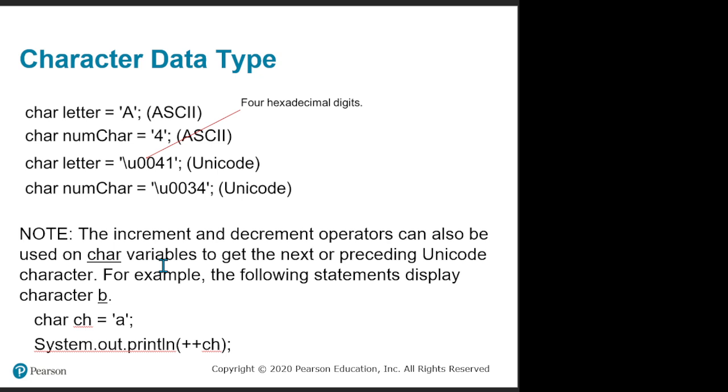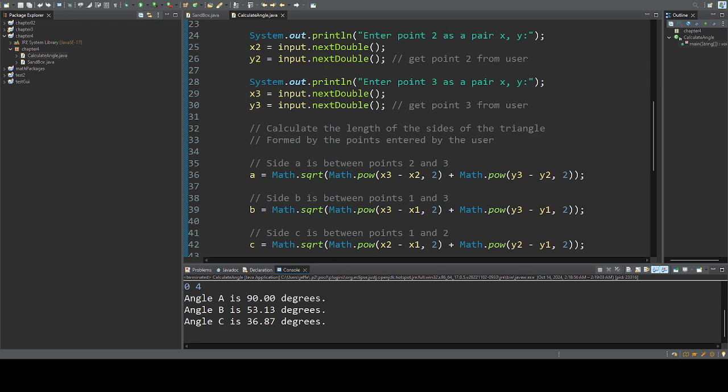You can use increment and decrement operators on char variables, because it'll move forward or backwards through the character set. So let's look at these examples, and we'll do letter and numchar, and we'll look at A4. We'll also look at the Unicode version and the decimal version. So let's come back over here to Eclipse.